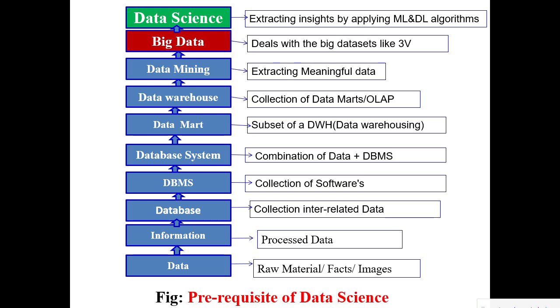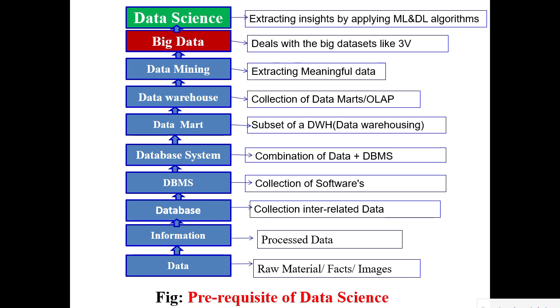And then a database system is a combination of data and a database management system. Whatever data we have may be in the system software or in a data center. When we move to data mart, it is a subset of data warehouse. Data warehouse is basically a huge volume of data, with the help of data cubes, that we are storing in the system, server, and data center. Data warehouse is also called OLAP, that is online analytical processing.